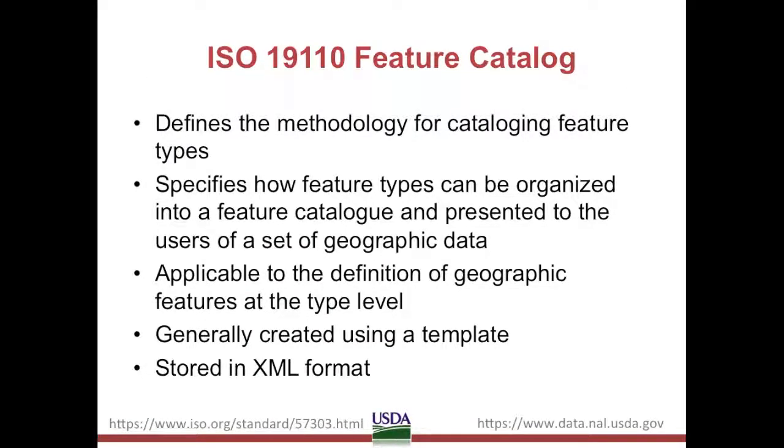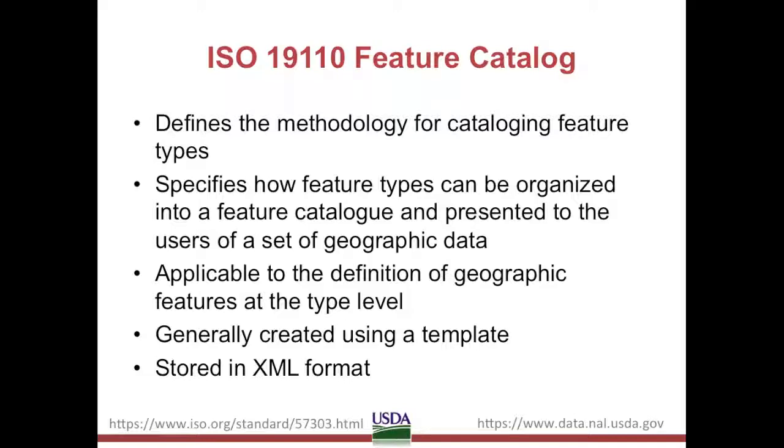ISO 19110 defines the methodology for cataloging feature types. This document specifies how feature types can be organized into feature catalog and presented to the users of a set of geographic data. This document is applicable to creating catalogs of feature types in previously uncatalogued domains and to revising existing feature catalogs to comply with standard practice.